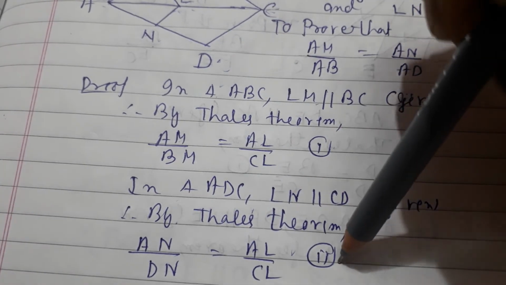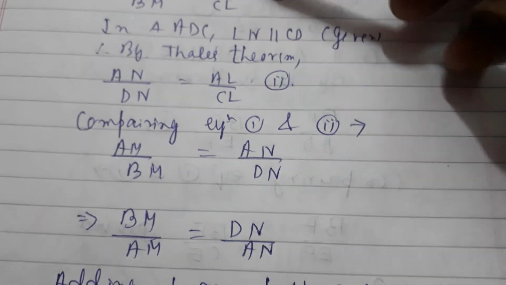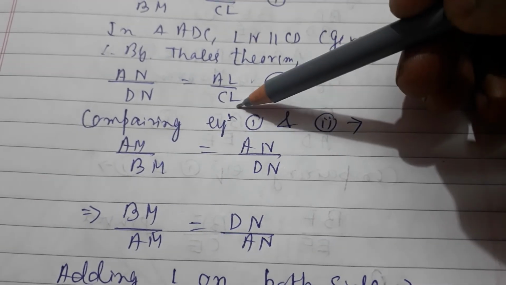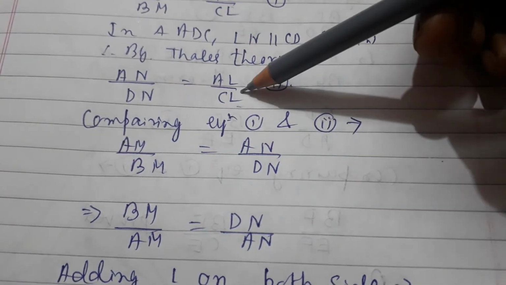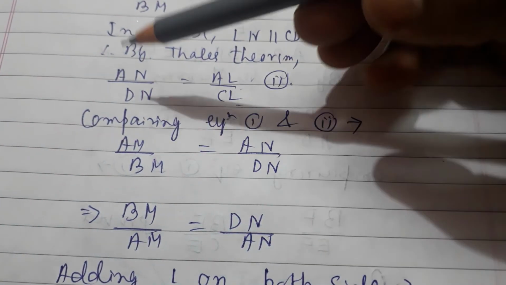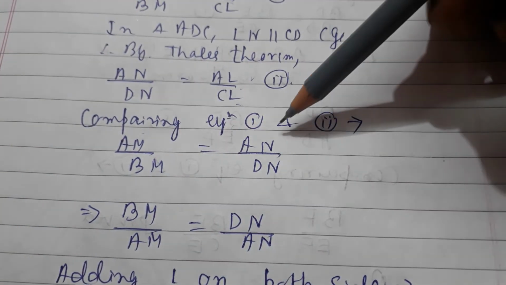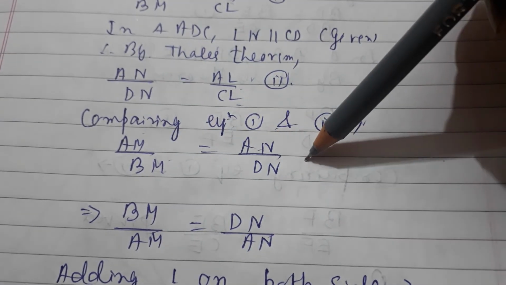Now this is equation number 2. Now you look at equations 1 and 2. AL by CL is common. So which is uncommon, that should be written. Okay. Which is common, that should not be written. Which is uncommon, that should be written. So comparing equations 1 and 2, AM by BM equal to AN by DN.